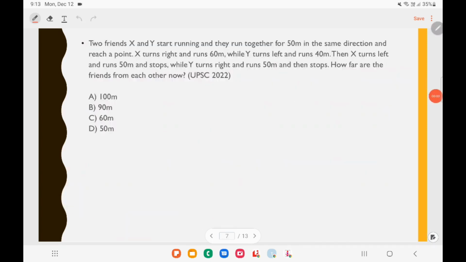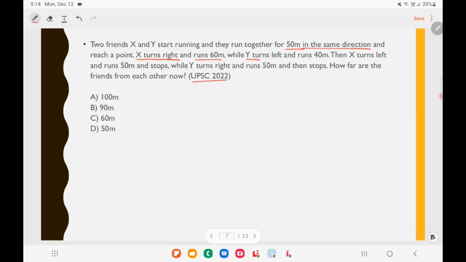Okay, so let's take this question. This is a question from UPSC 2022. Two friends X and Y start running and they run together for 50 meters in the same direction. So X and Y are running together and they ran 50 meters in the same direction, and then they reach a point. X turns right and runs 60 meters. Y turns left and runs 40 meters. Then X turns left and runs 50 meters and stops. Okay, then Y turns right and runs 50 meters and then stops. How far are the friends from each other?